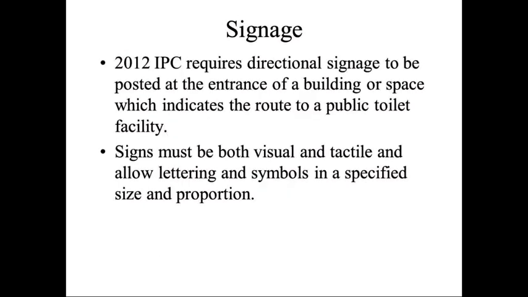And the 2012 IBC requires directional signage to be posted at the entrance of a building or space which indicates the route to a public toilet facility. Signs have to be both visual and tactile, with lettering and symbols in a particular size and proportion. You can see, of course, here is the universal symbol for accessibility. The lettering and symbols have particular sizes and proportions.